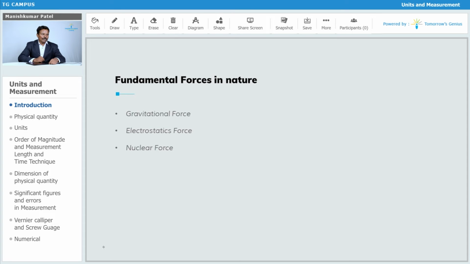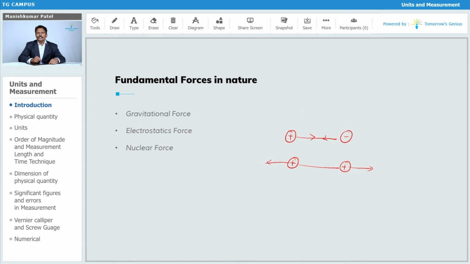The other kind of force, the second one, is the electrostatic force. That electrostatic force exists between various charges. Let's say a positive charge and a negative charge. There is a force of attraction between them, and if both are positive, we know that there is a force of repulsion. So this is about your electrostatic force.